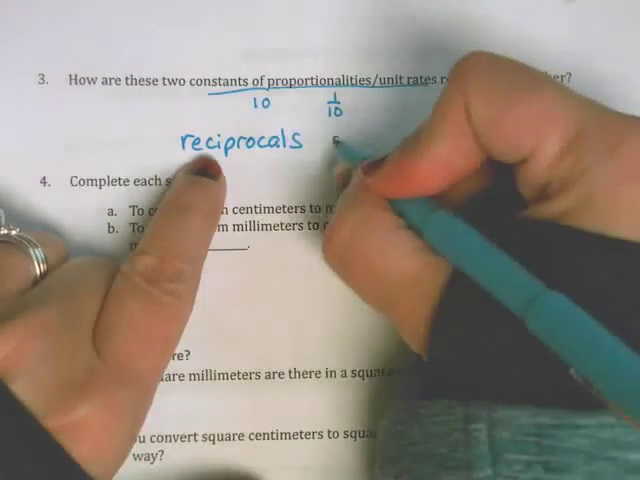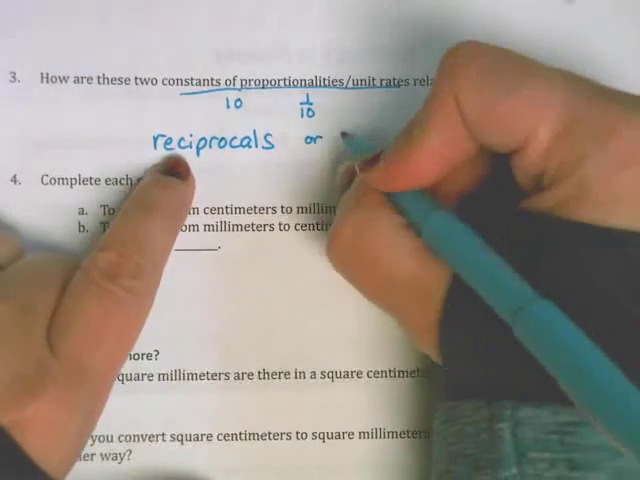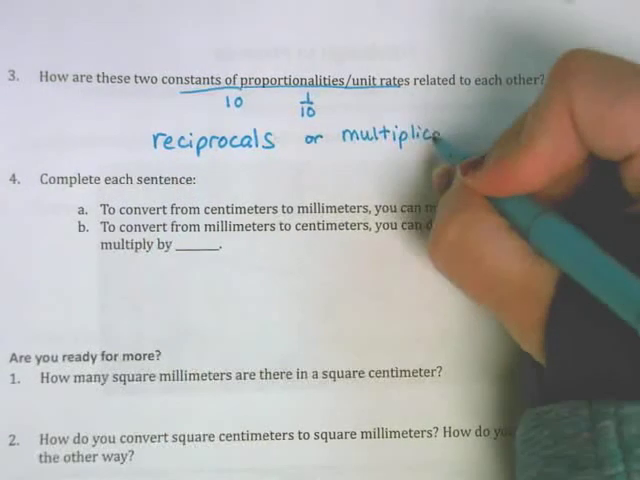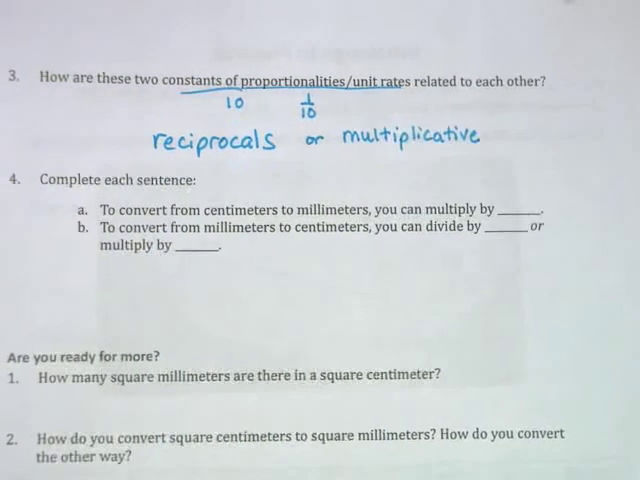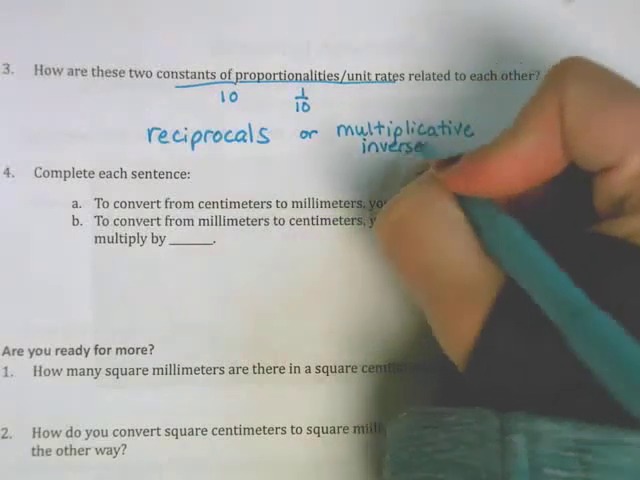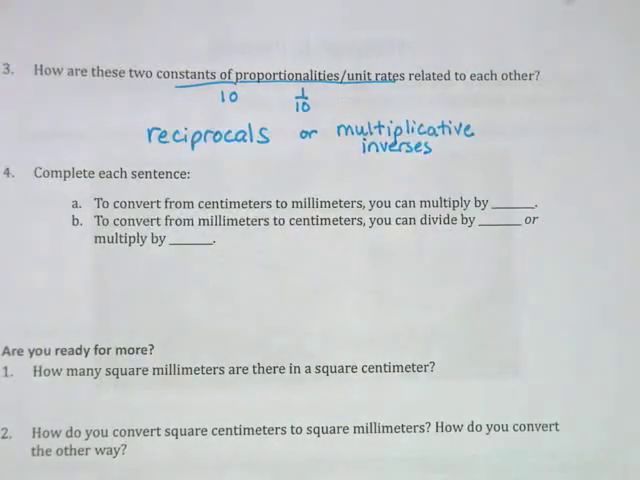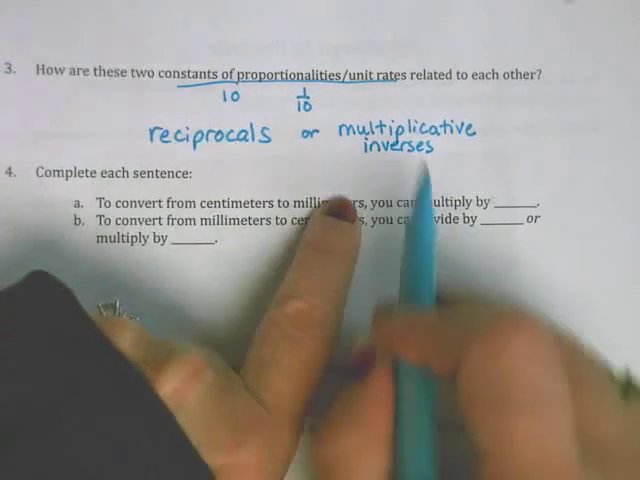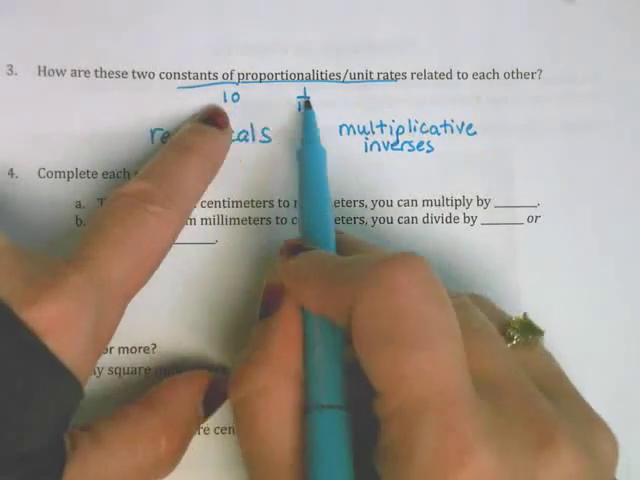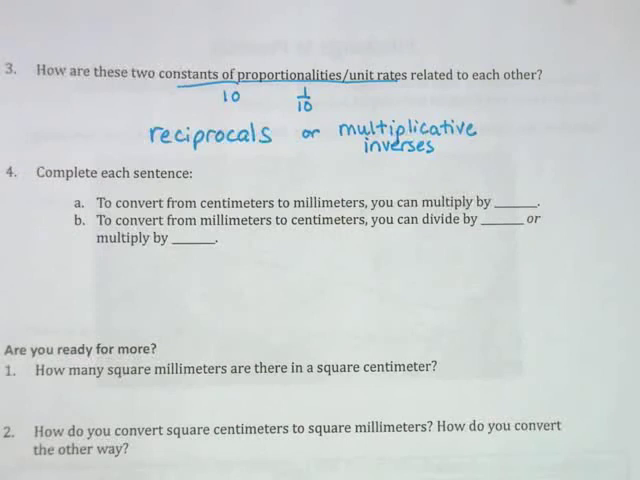The other word for it that you might or might not know is this. It's a bigger word. I'm going to have you write it. Multiplicative, like multiplication, multiplicative inverses. Ooh, that's big words. Multiplicative inverses. Reciprocals and multiplicative inverses are the exact same thing. This multiplicative inverses references the fact that if you multiply 10 times a tenth, you multiply them by each other, you always get 1. So that's just another name for it.